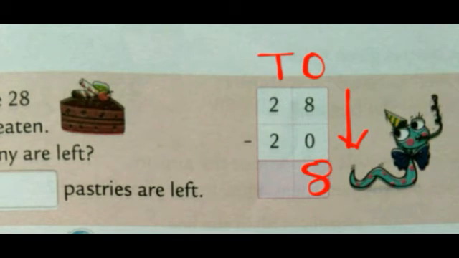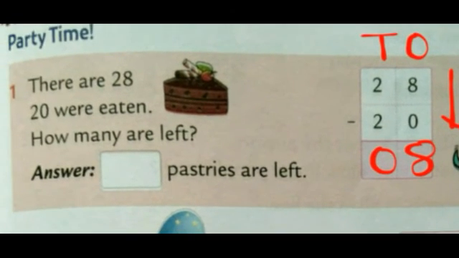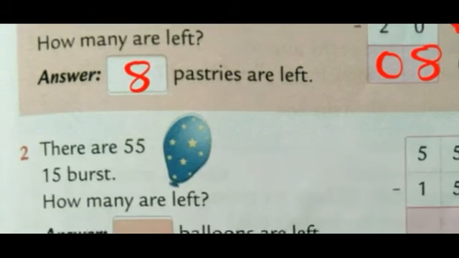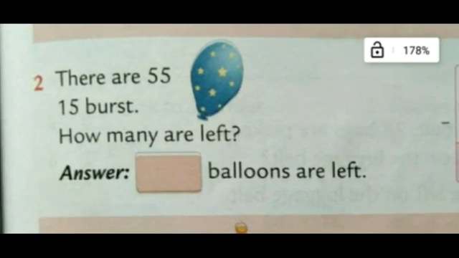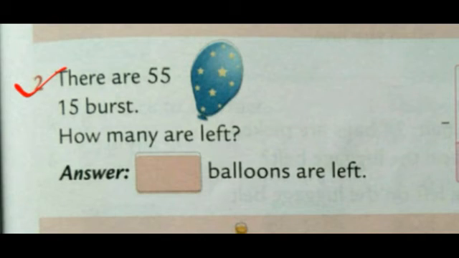Now step number 2, subtract the tens. 2 minus 2 is 0. So how many pastries are left? 8 pastries are left. Okay? See the next one now. Second one. There are 55 balloons and 15 burst. Out of that, how many are left?